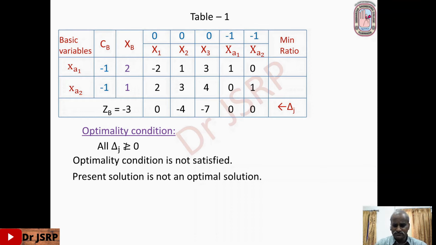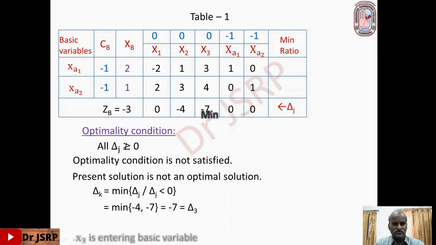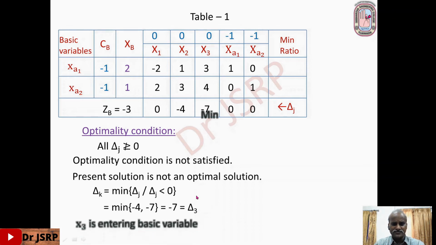How do we improve the solution? We find a new basic feasible solution. How do we do this? By replacing one of the basic variables by a non-basic variable. So for that, first I find the entering basic variable. Find delta K equal to minimum of delta J such that delta J less than 0. That is minimum of -4, -7. That is -7. That is for variable X3, that is delta 3. So this is the minimum value. So X3 is the entering basic variable.